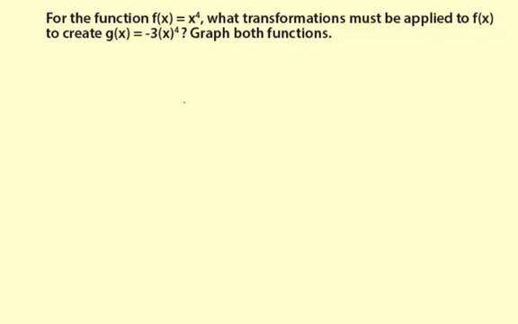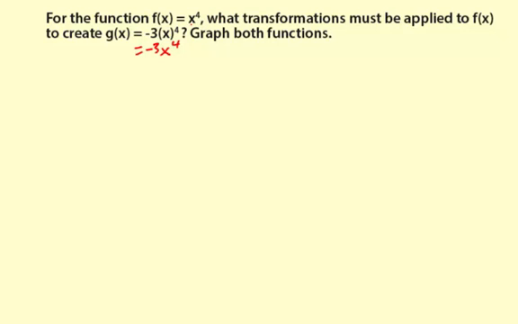For the function f of x equals x to the fourth, what transformations must be applied to f of x to create g of x equals negative 3 x to the fourth? Graph both functions. Now notice the negative 3 is not grouped with the x, and it could also be written this way, and it would mean the exact same thing.